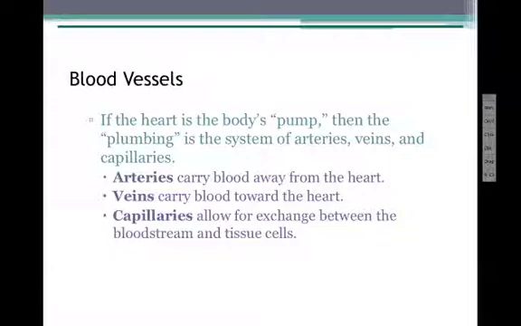Now the arteries and the veins are large blood vessels, which we'll look at in a minute, and the capillaries are the small blood vessels. They are very thin, they're not muscular, and they are where the exchange of oxygen, carbon dioxide, and nutrients occurs between the blood and the cells.